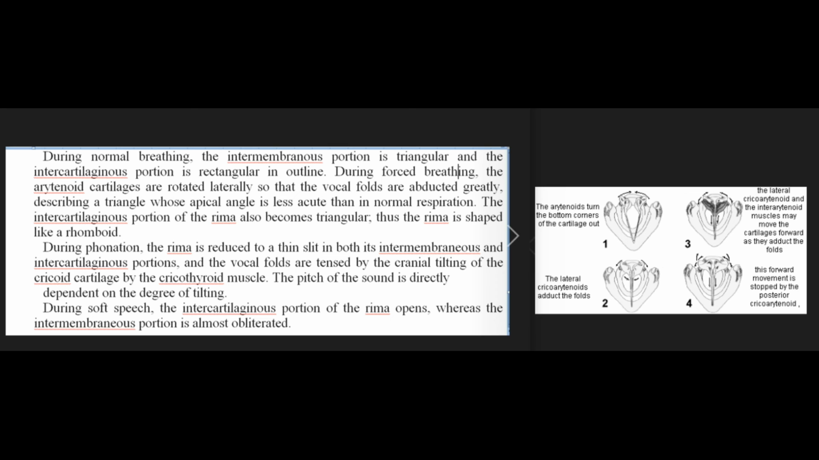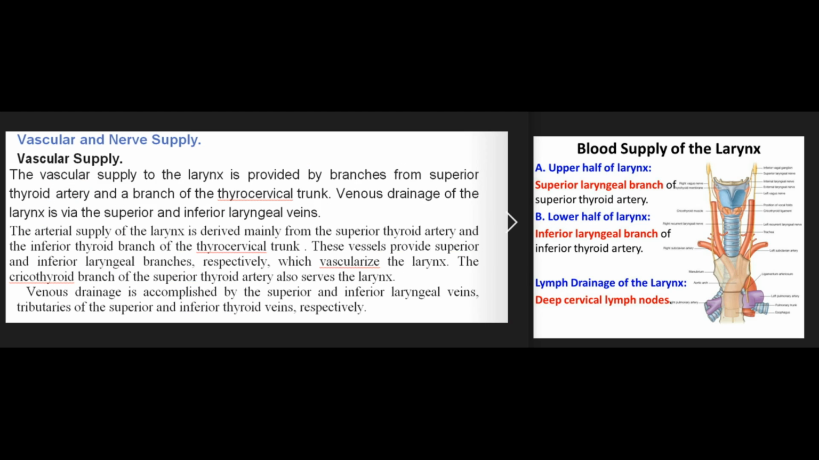During phonation, the rima is reduced to a thin slit in both its intermembranous and intercartilaginous portions, and the vocal folds are tensed by the cranial tilting of the cricoid cartilage by the cricothyroid muscle. The pitch of the sound is directly dependent on the degree of tilting. During soft speech, the intercartilaginous portion of the rima opens, whereas the intermembranous portion is almost obliterated.